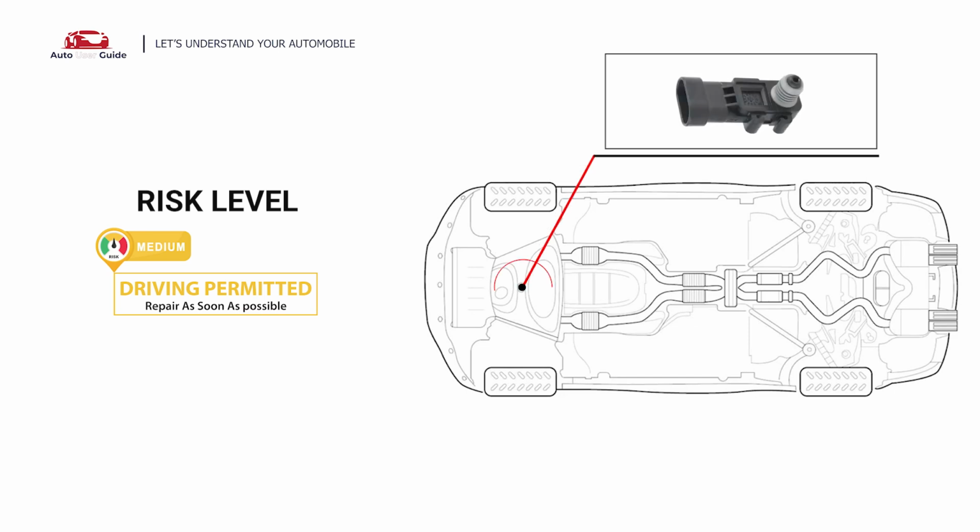This engine code indicates that the PCM has detected a pressure reading outside the acceptable range specified by the manufacturer. This often points to a malfunction in the EVAP system's pressure sensor or its circuit. Under this circumstance, short-distance driving is permitted, but your vehicle should be repaired as soon as possible.